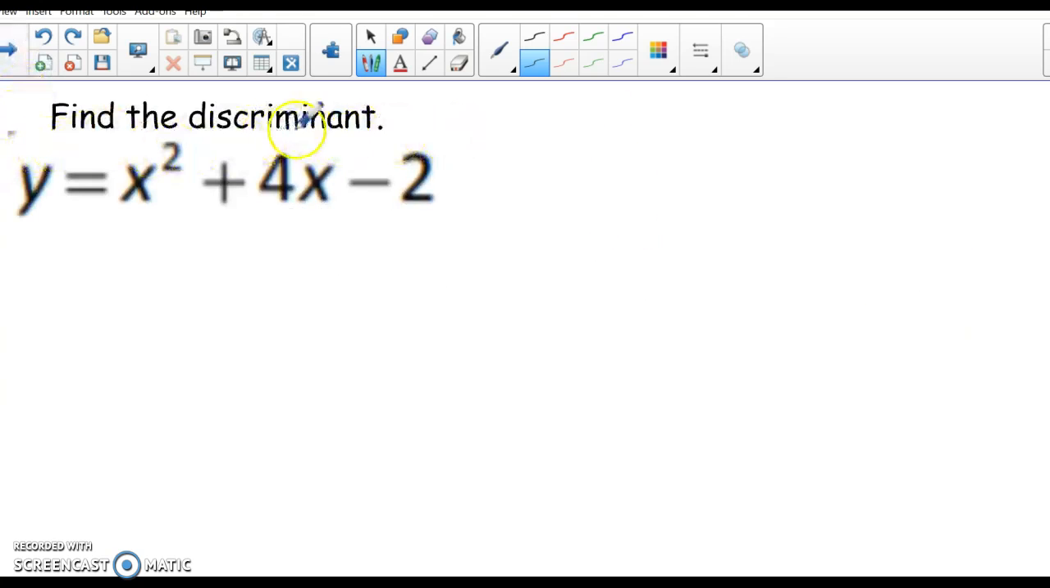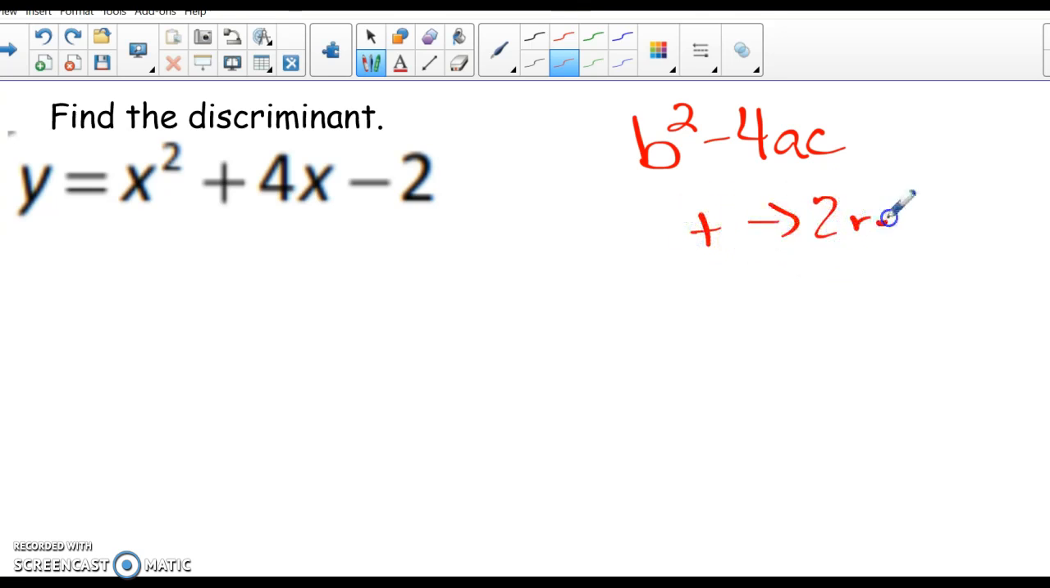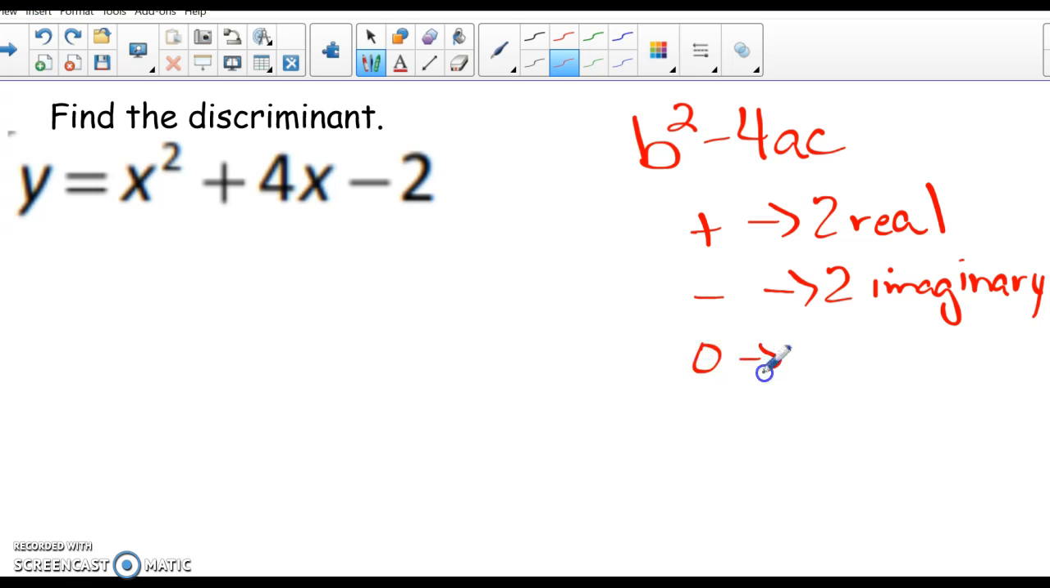If you're asked to find the discriminant, it is the part of the quadratic formula that's underneath the radical sign. If my answer is positive, then that means I have 2 real solutions. If I have a negative answer, I have 2 imaginary solutions. If it is equal to 0, then I have 1 real solution. So these are the number and types of solutions that I have.